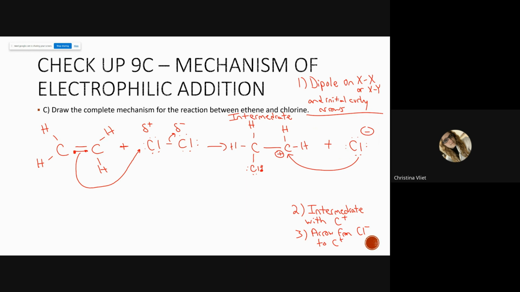And then your final thing would be to write the final product, which is C, C, H, H, Cl, Cl, H, H, and this is the process of how this happens. So how the bonds broke, how the bonds were reformed to get this specific product. This is the mechanism of electrophilic addition.